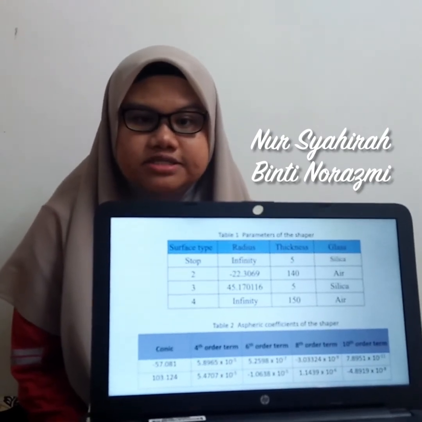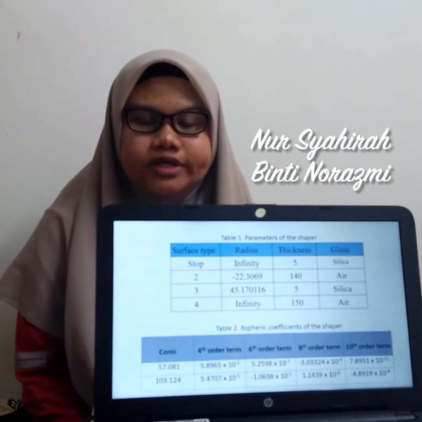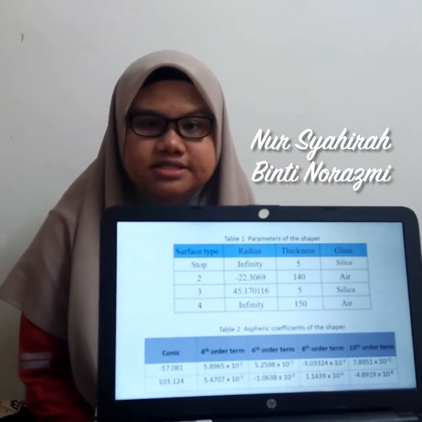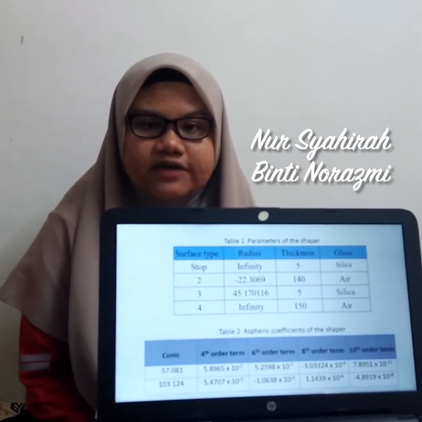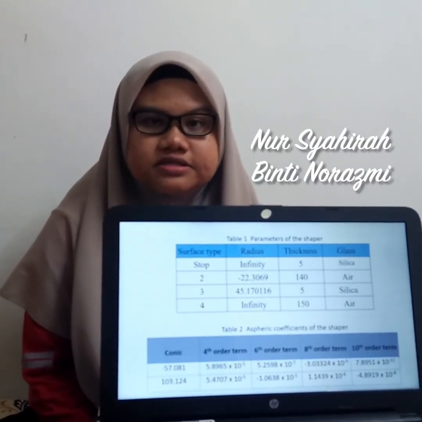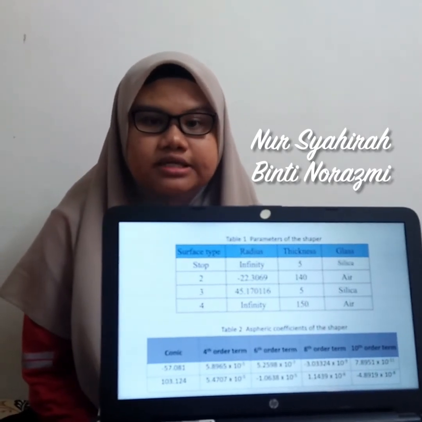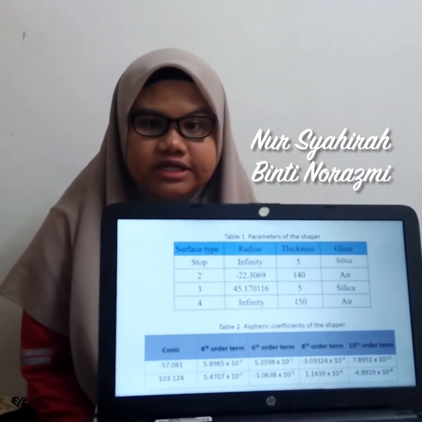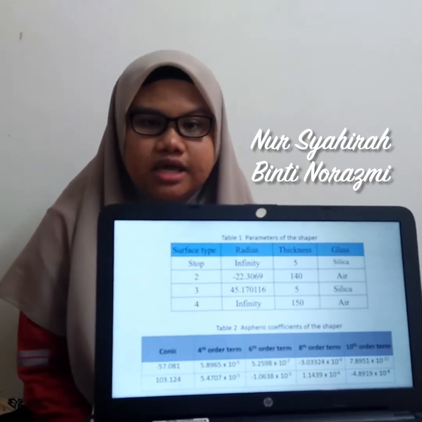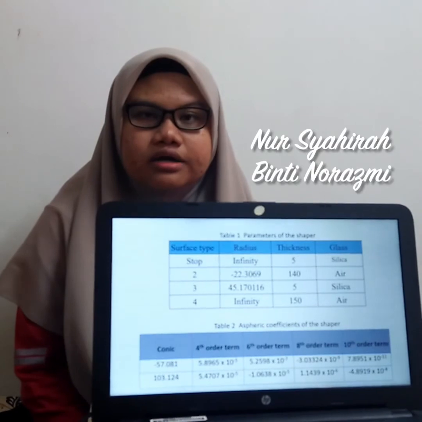For the third surface type, we set the radius to 45.170116, the thickness to 5, and the glass is silica. And for the fourth surface type, the radius we set to infinity. The thickness is 150, and the glass type is air. The second and third surface types are even aspheres.